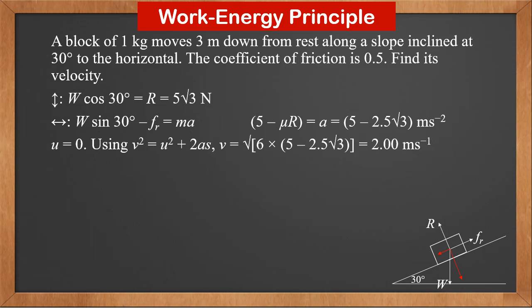Initial velocity, u, is 0. Using the formula, v squared is u squared plus 2as, we get, v equals √(6 times (5 minus 2.5√3)), which is 2.00 meters per second.